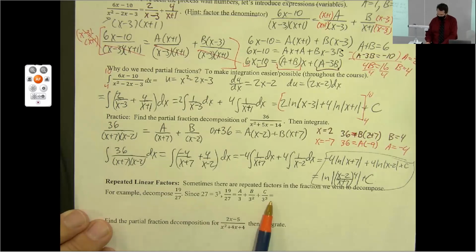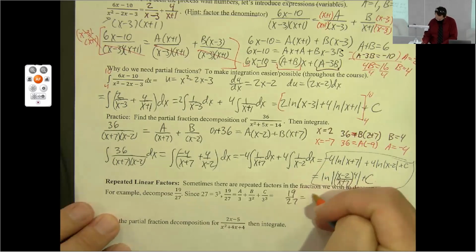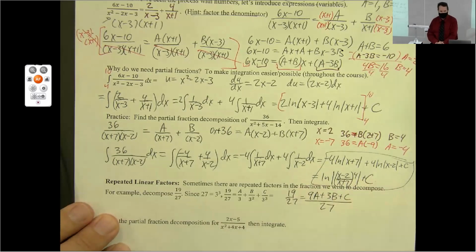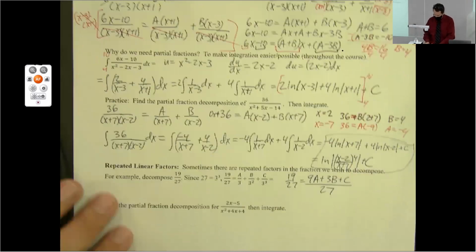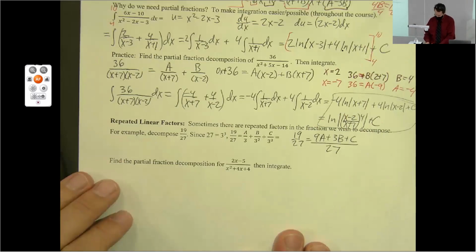Even Cade might have to stop and scratch his head here for a second, see if he can figure this one out. Using basically a similar technique, 19 over 27 would equal 9a plus 3b plus c all over 27, right? So could we fiddle with this a little bit to find some a's, b's, and c's that are going to add up? Yeah, probably.